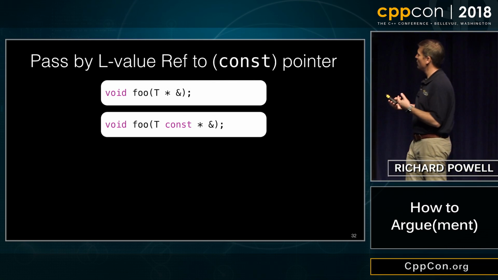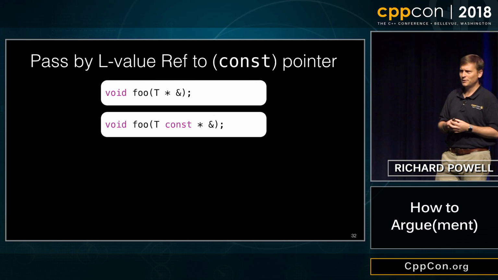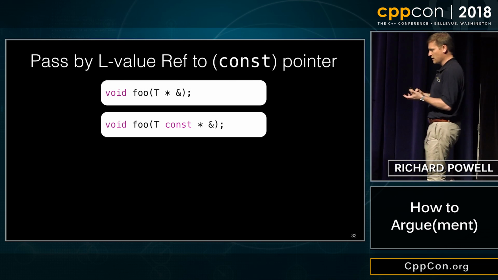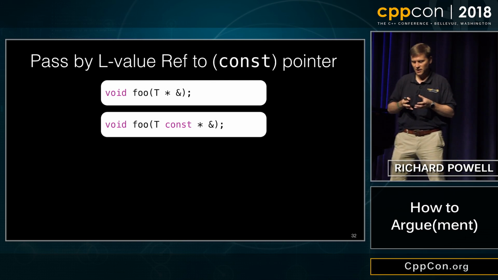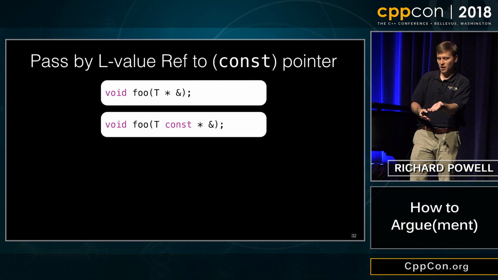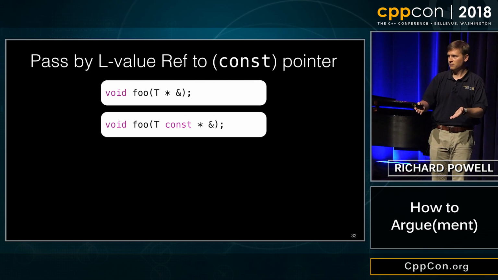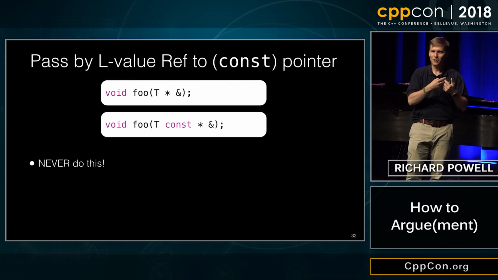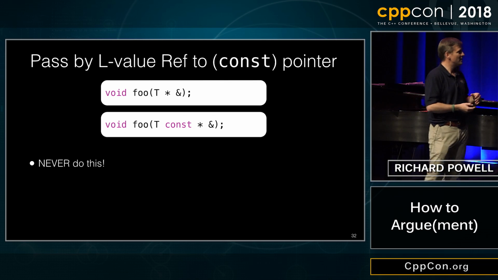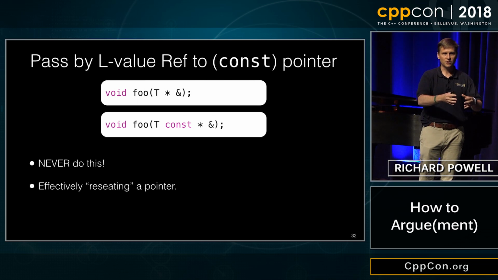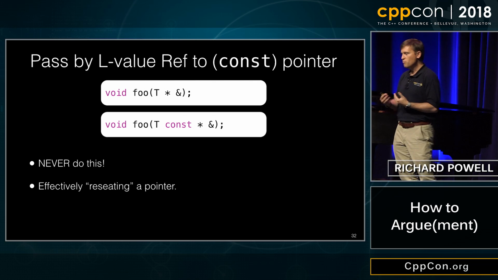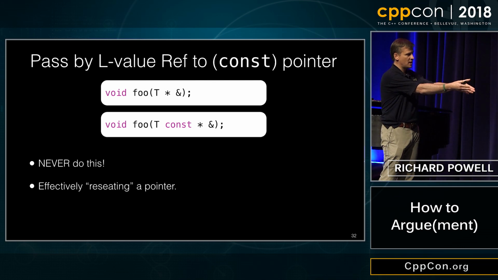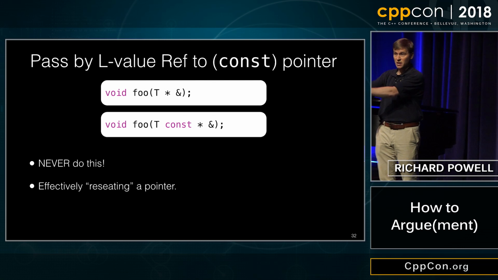Passing by L value ref to a const pointer or a pointer. This is odd. What we're saying is, I'm going to give the callee a pointer where it can modify where the pointer points. Never do this. Well, you should really not do this unless you really know what you're looking at. This effectively is reseating a pointer to point somewhere else, and it really interferes with the lifetime semantics. You may see this in the bowels of an allocator, where if you're reallocating, you're saying this pointer was pointing over there, but I'm now going to make it point over here.